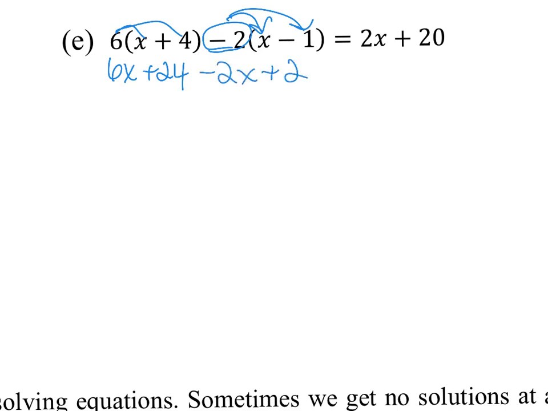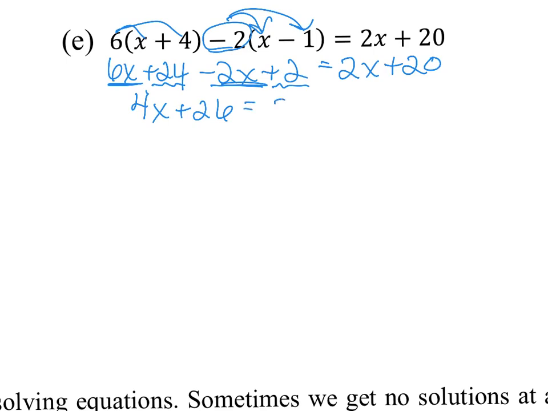If you don't distribute that negative, you're going to end up with a negative 2 here, and then it is going to mess everything up. Now on the left side, I have x's in a few spots. So I'm going to combine the 6x minus 2x, which gives me 4x. And the 24 and the 2 are constants. I did mention that the other day in class. So that's going to give me 26 because they're both positive.